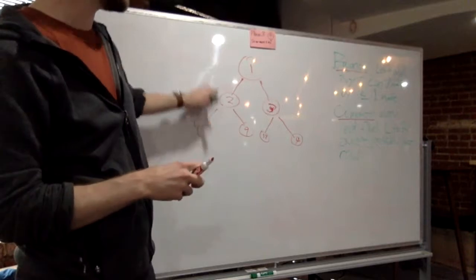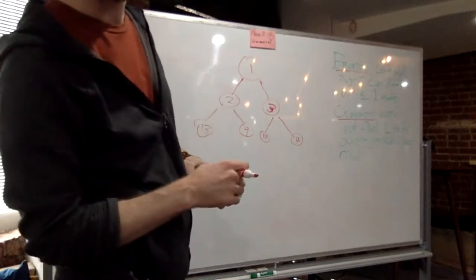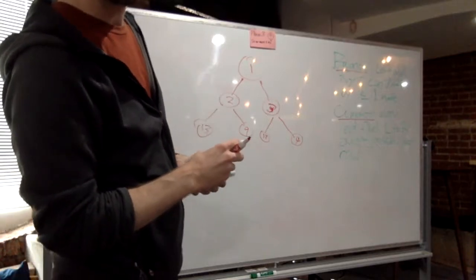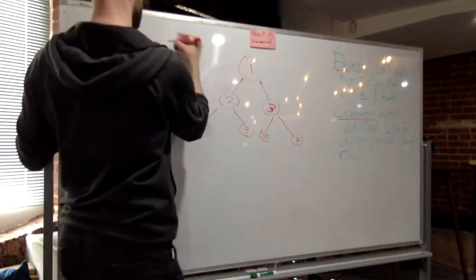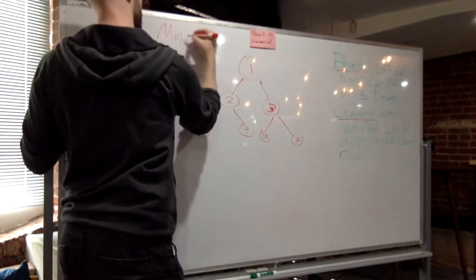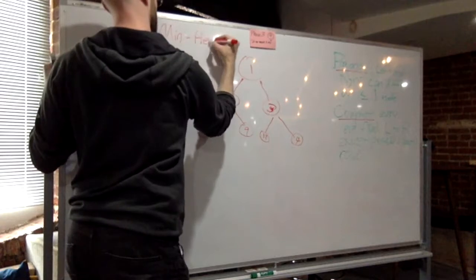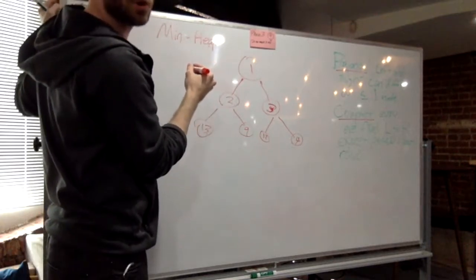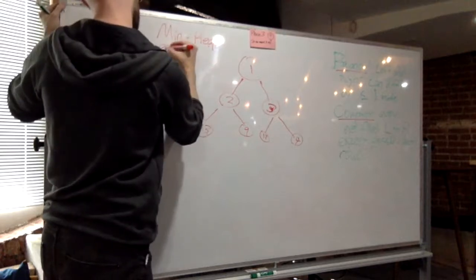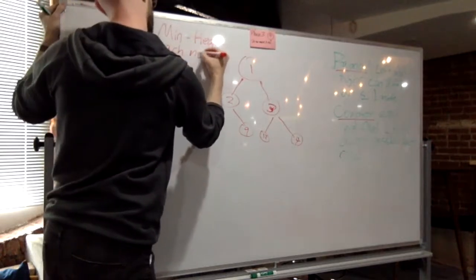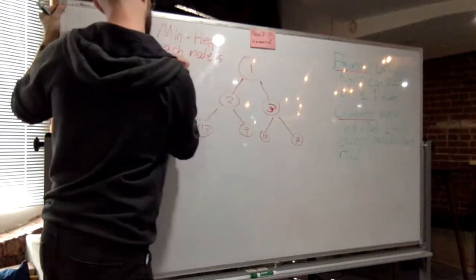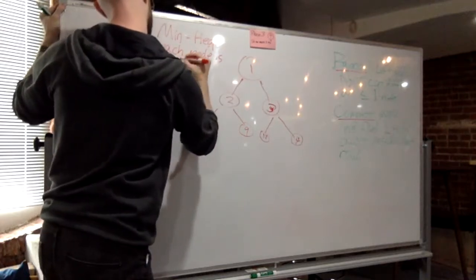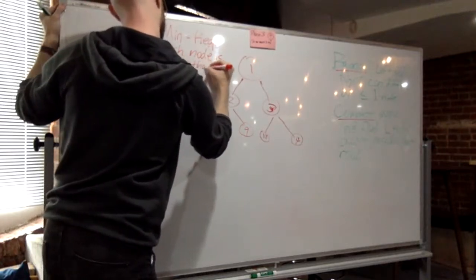What's important is that it satisfies this property. What if you would put 10? Oh, I guess that would be a min heap. Each node is smaller than its children.